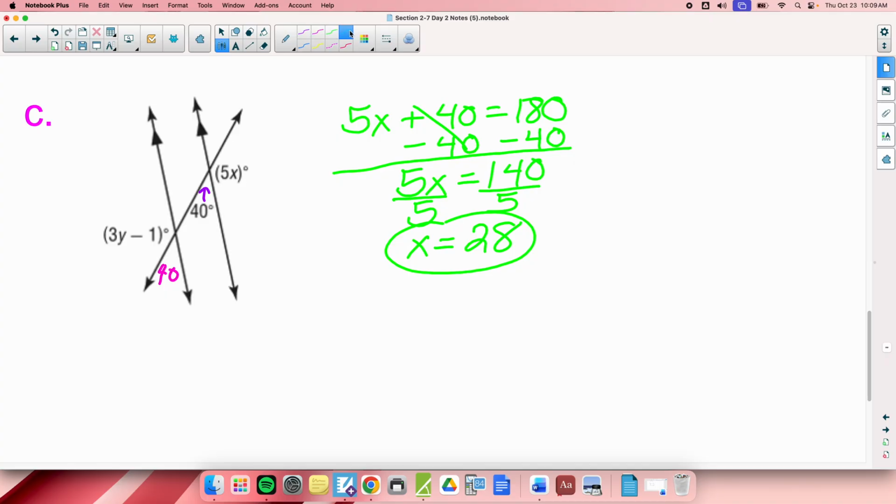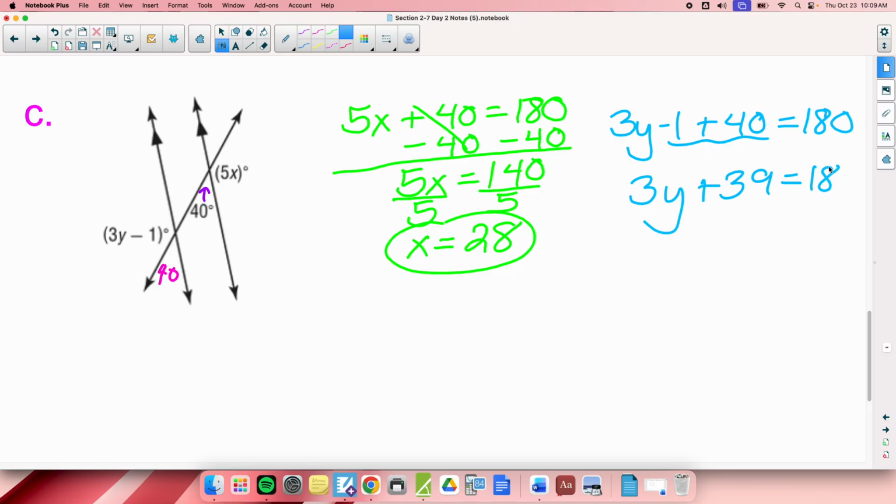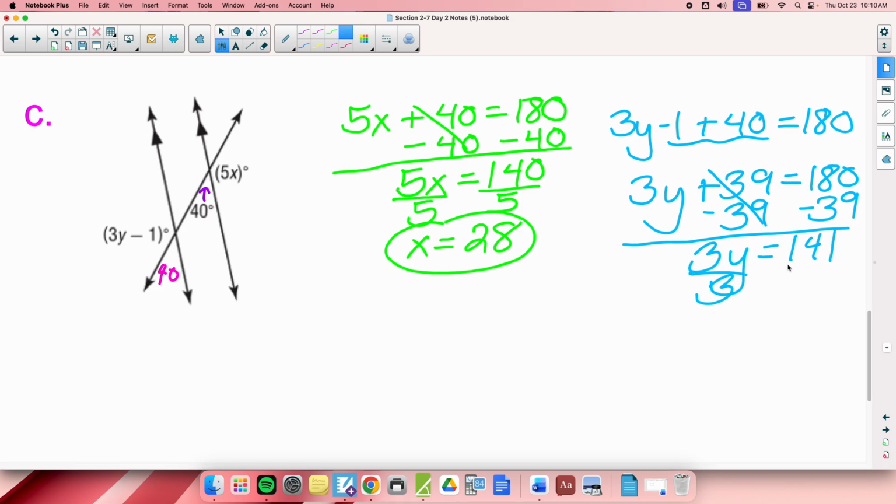So now what I can say is 3y minus 1 plus 40 equals 180. Okay? And I'd get 3y, negative 1 plus 40 is 39. Subtract 39. And I get 3y equals 141. Divide by 3. 47.